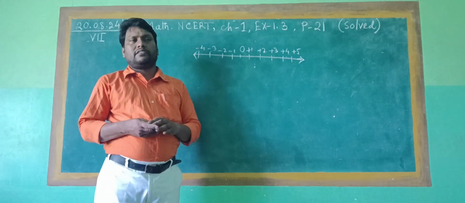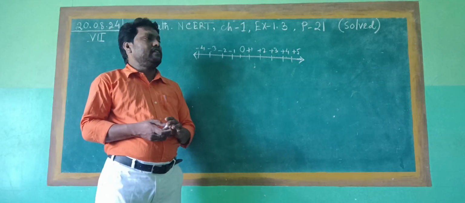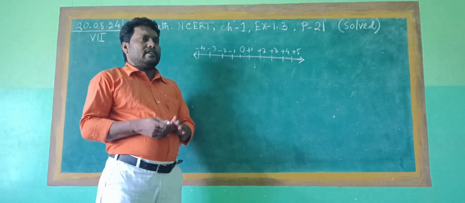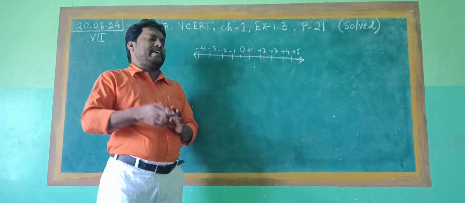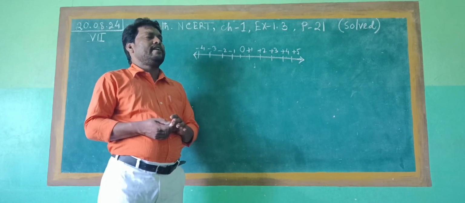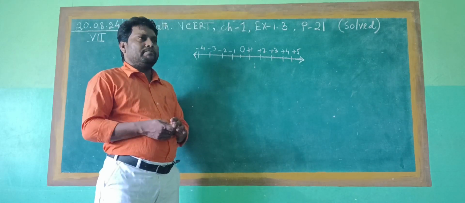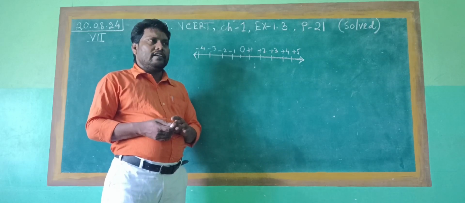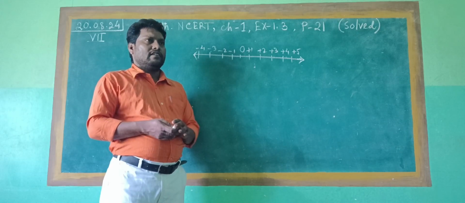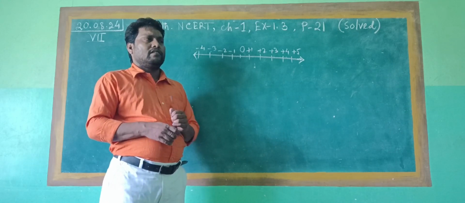Why does this concept of integers arise? Suppose the different temperatures of the coldest places are -15 degrees, -4 degrees, -5 degrees, and the hottest places of the world have 50 degrees, 100 degrees. In the desert region, there is much more temperature. So we get different kinds of values.